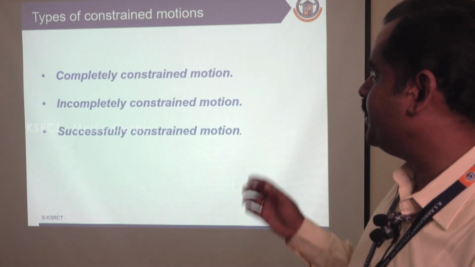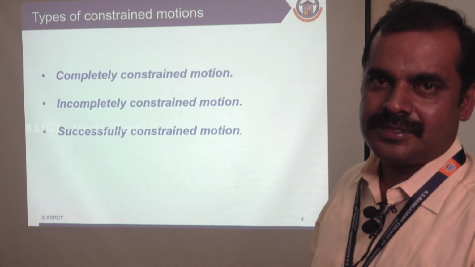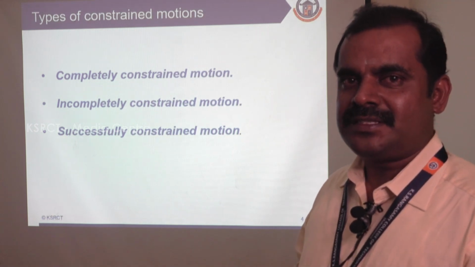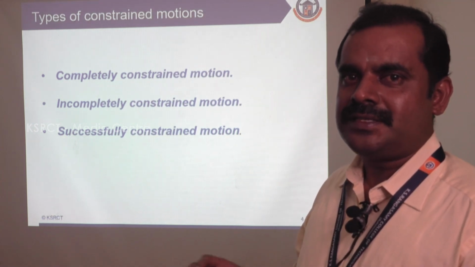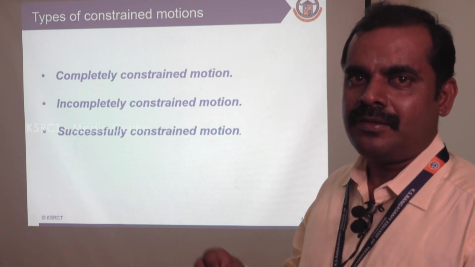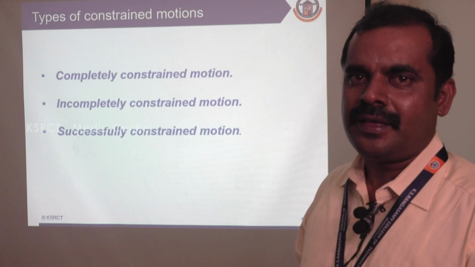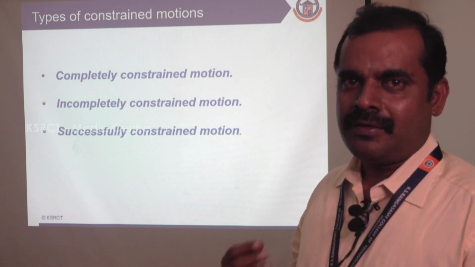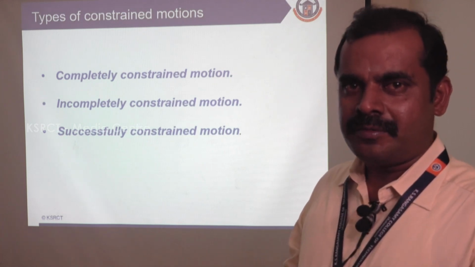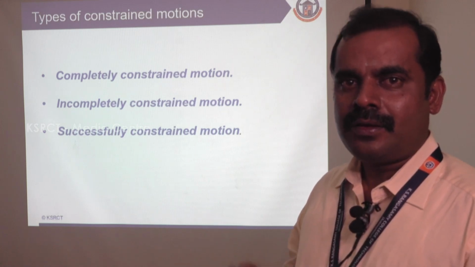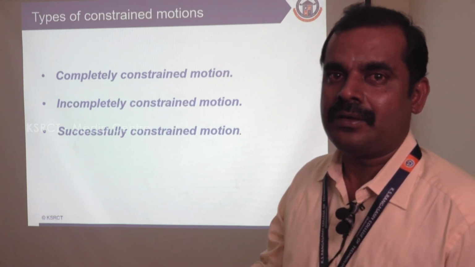So after that we are going to see about the constrained motion. So for any motion we have 6 degrees of freedom. Of those 6 degrees of freedom, my output should be in 1 degree of freedom only. As far as a machine is concerned, for example, if you take an engine, our input will be the rotary motion of the crank. The output will be rotary motion of the wheel on the road.